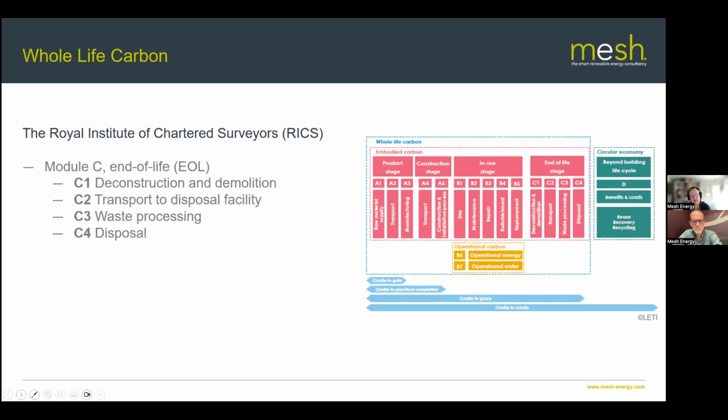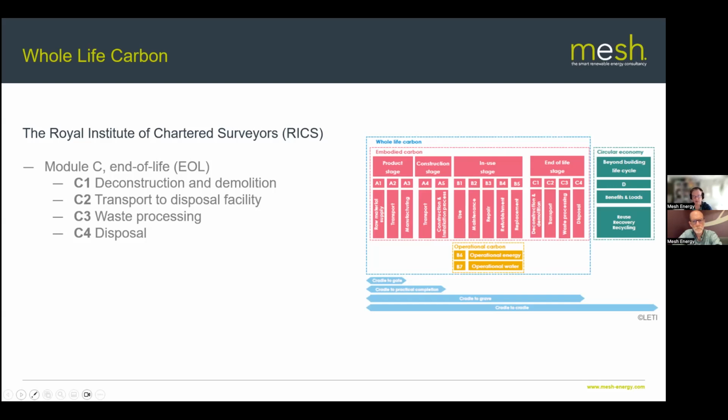Then we get into module C, which is the end of life. And this is really, if you're familiar with BREEAM projects, where we're designing for end of life and deconstruction and demolition, and start to quantify the transport costs in terms of carbon to disposal facilities, and it includes waste processing and actual disposal of the material. And we can actually look at that in quite detail, and take a look at the design stages to see how that material might be processed.